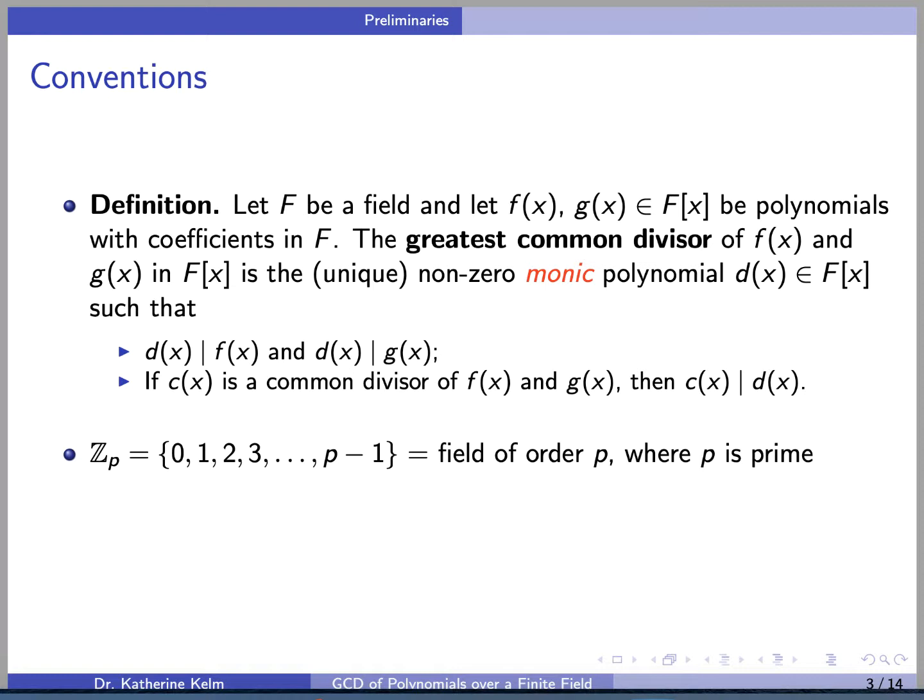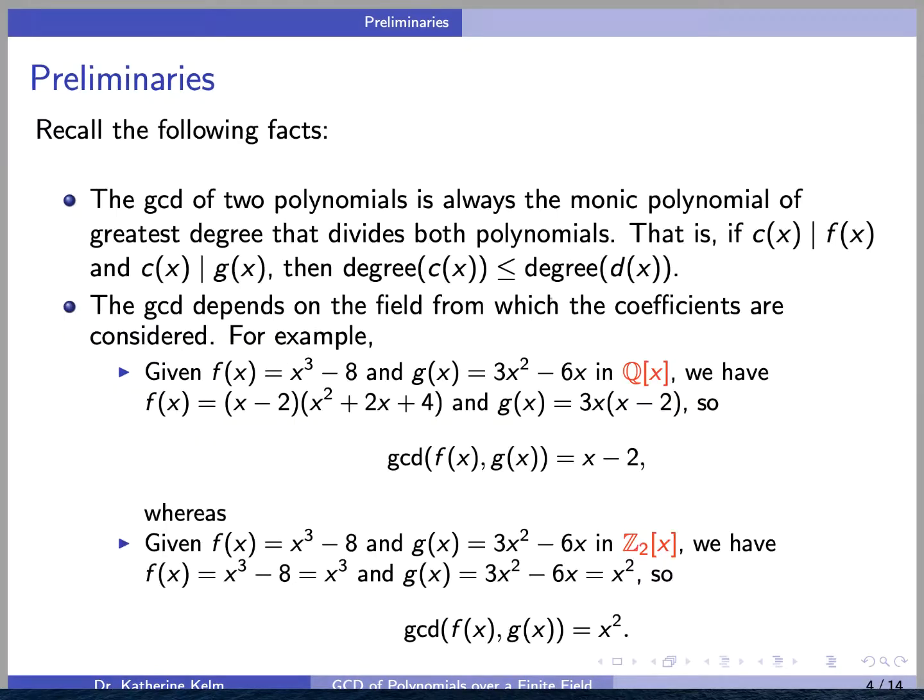This is a standard definition for the GCD of two polynomials, and we include the requirement that the GCD be monic, i.e. the leading coefficient is 1, in order to ensure uniqueness. We will be working primarily in this video with the field Z_p, where p is prime. Recall the following facts. The GCD of two polynomials is always the monic polynomial of greatest degree that divides both polynomials.